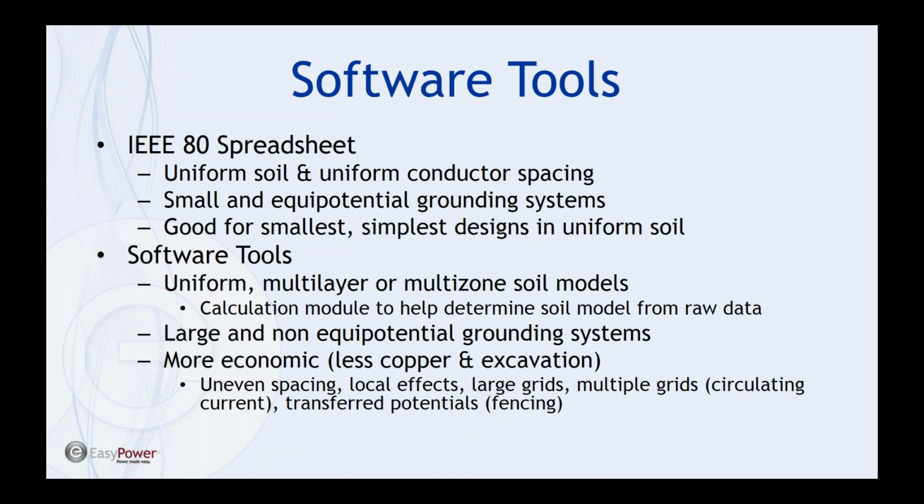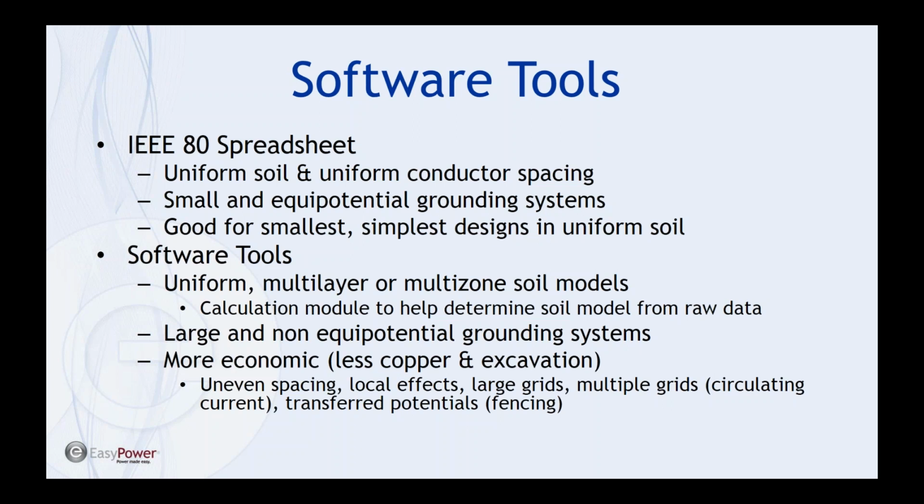Software tools can also generally achieve a more economic design, which is kind of shorthand for less copper and less excavation required. They can also achieve more complex designs, and examples of complex designs include uneven spacing. You can perform calculations to do local mitigation of local effects, as opposed to mitigating a local effect by beefing up the whole grid. You can just beef up one area and rerun the simulation, saving yourself on conductor everywhere else. You can do large grids like we've talked about. You can do things like multiple grids with circulating current between them. And then you can also do some pretty cool calculations with transferred potentials.